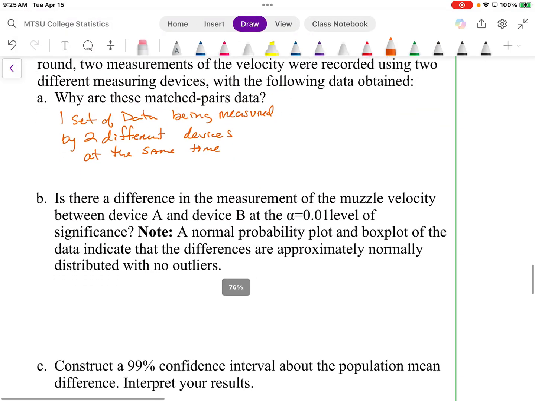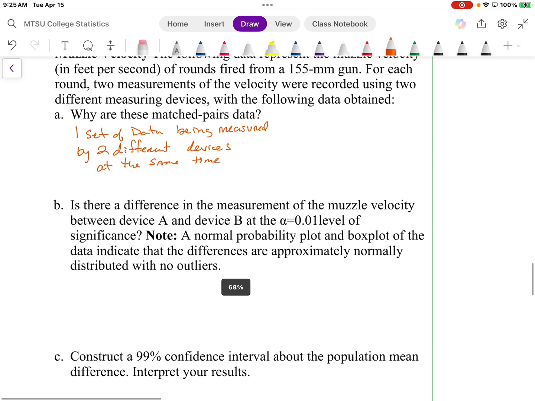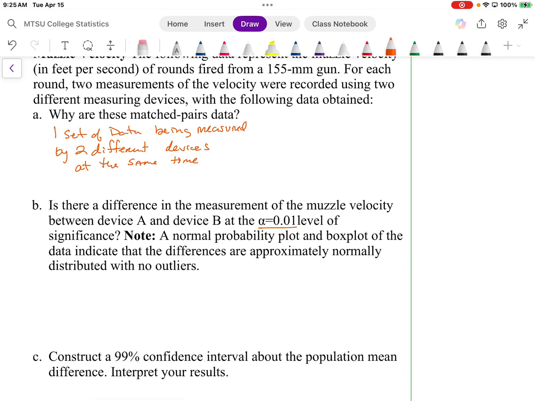And then the next part, they said, is there a difference in the measurement of the muzzle velocity between device A and B? They told us to use an alpha of 0.01, so we finally changed to an alpha of 0.01. The normal probability plot and a box plot show that things are approximately normal, so we do not have to go through and draw those things. We don't have to worry about it. And then they asked us to construct a 99% confidence interval as well.